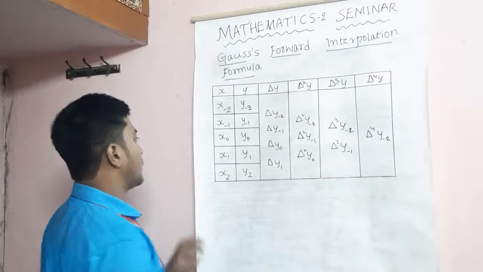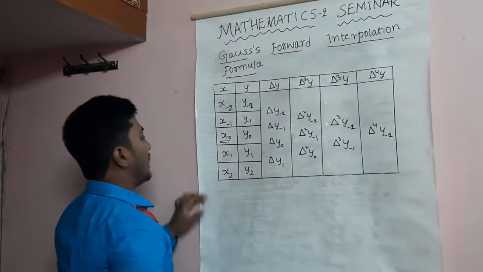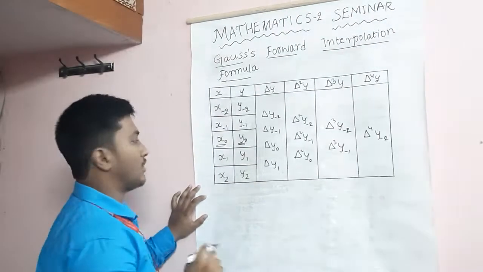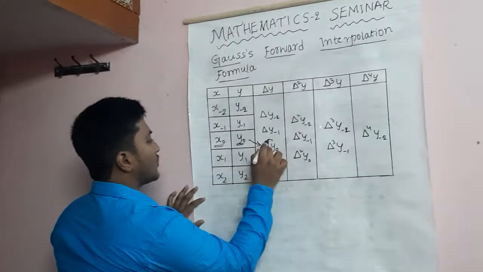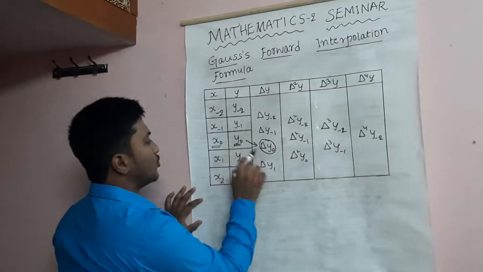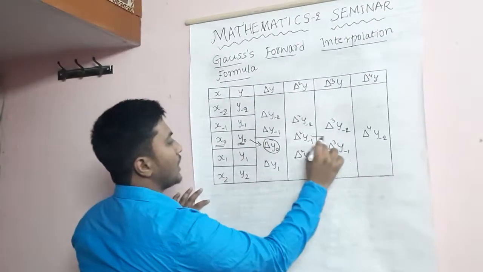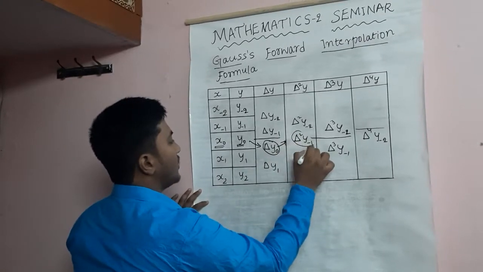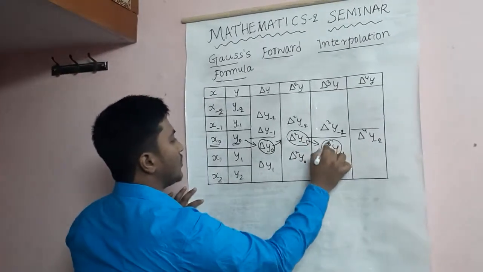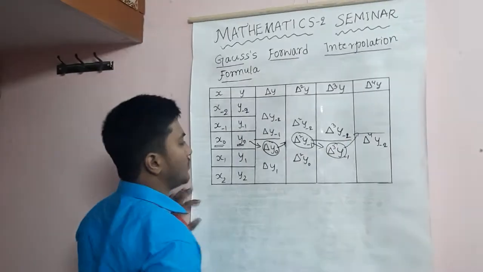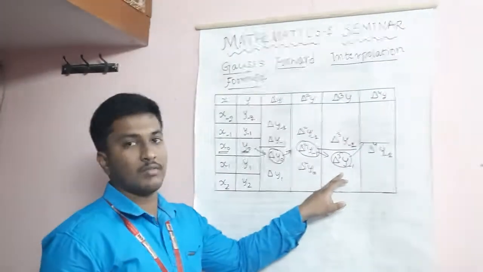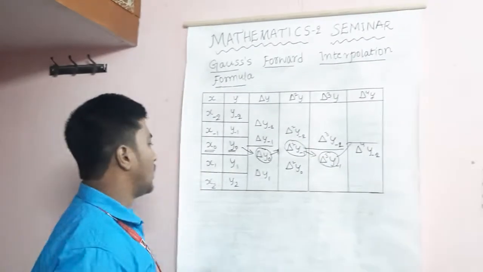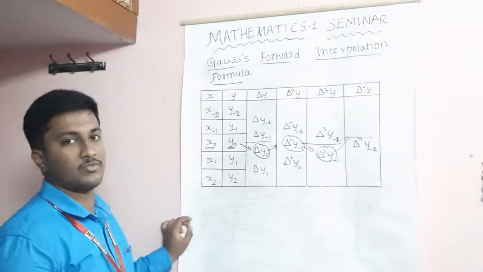Now if we take the initial approximation or x0 value here, then we should follow the following pattern. First, as it is forward, we should move below. You can draw a line for our convenience. Next again move upward, next again downward, next again upward. So we should follow this given pattern to find the Gauss forward interpolation formula. Now I am going to explain the Gauss forward interpolation formula.